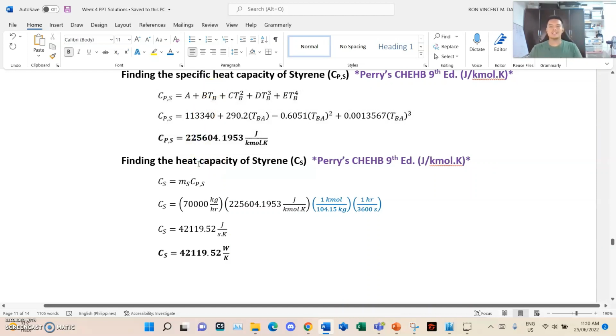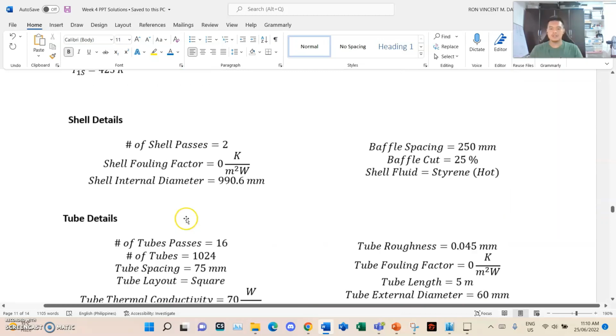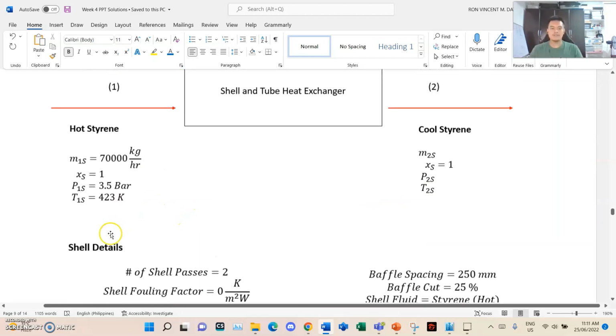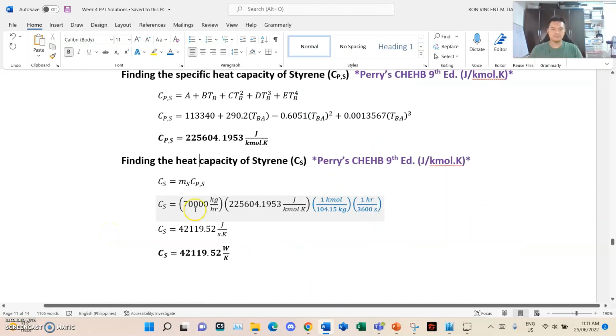Finding the heat capacity is simply the capital C times mass times specific heat capacity. Knowing that the mass flow rate of the styrene is 70,000 kilograms per hour, multiplied by our recently calculated specific heat capacity, converting kilograms to kilomoles by courtesy of its molar mass, and converting hours to seconds, I would calculate that the heat capacity of styrene is 42,119.52 watts per Kelvin. The reason it's watts is because joules per second is equal to watts.